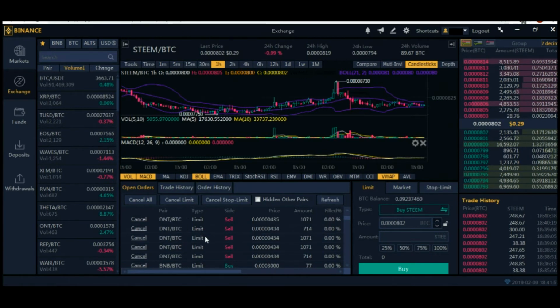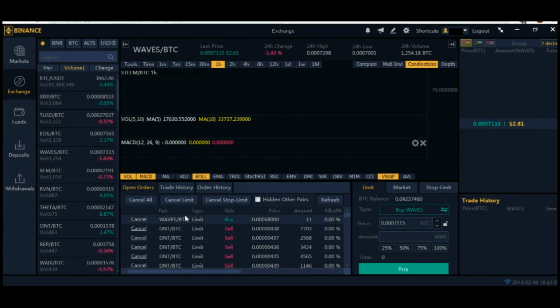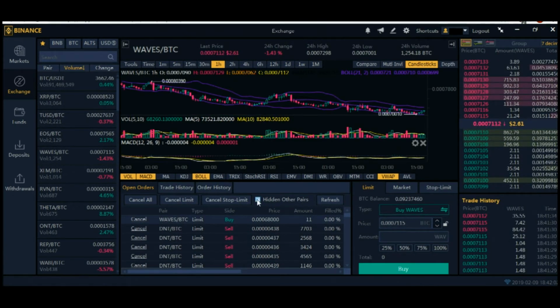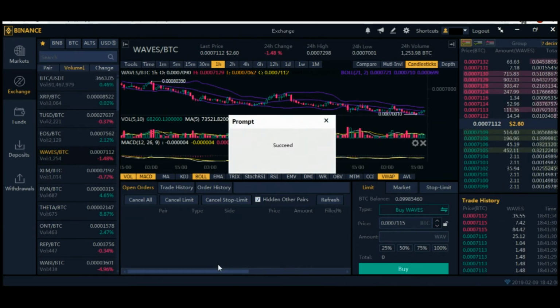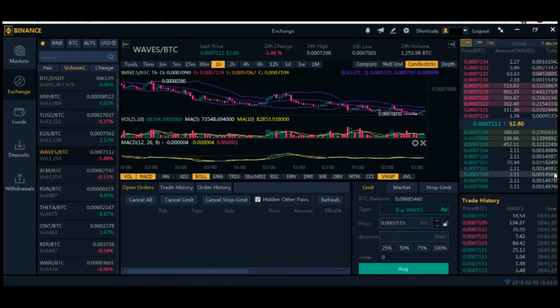Let's get back to our waves position. And I'm going to do hidden other pairs. And now that I've shown you how that works, I'm going to cancel that. Very, very good. Great job. Okay. This is just showing 7 decimals because that's all there are to represent this coin. That's the most that there are to represent this coin.